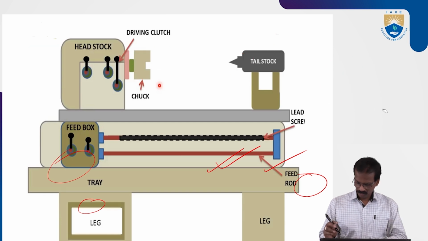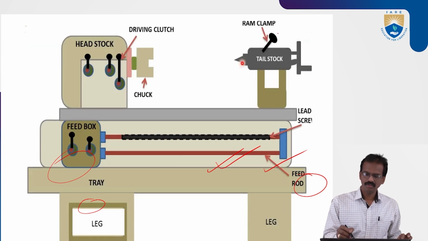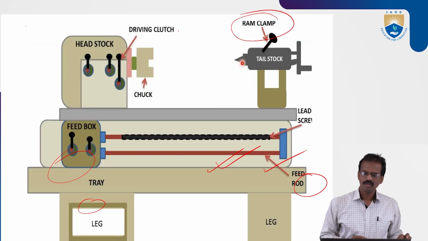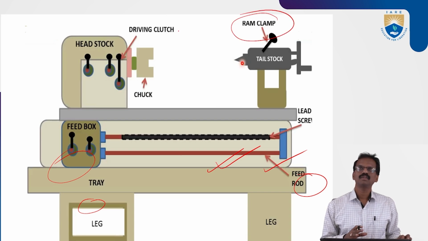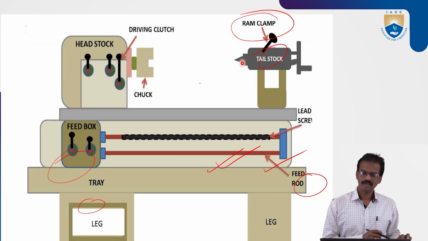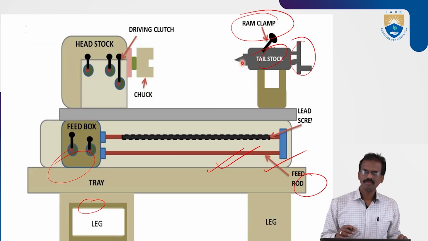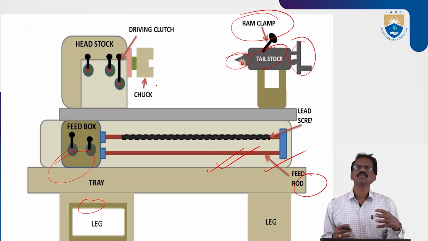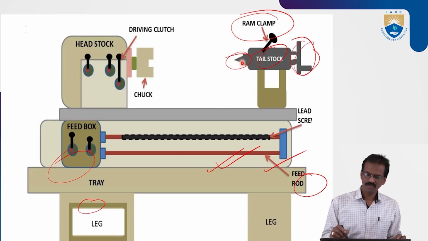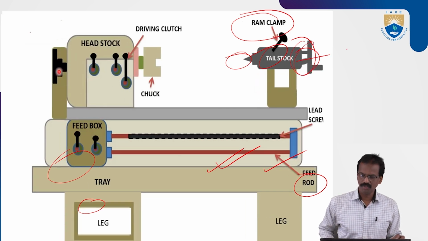Now we'll see. So this is the tailstock, with the clamp to fix the tailstock. To operate this tailstock, you can remove this dead center, and in the place of that you can fit different tools like boring, drilling or tapping. Different tools you can fix. For this one it will be useful.